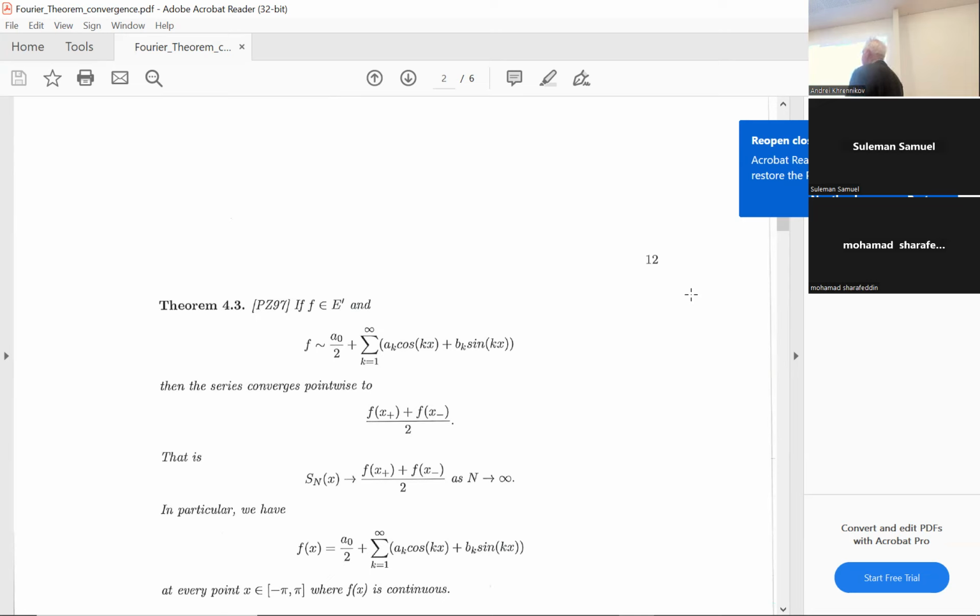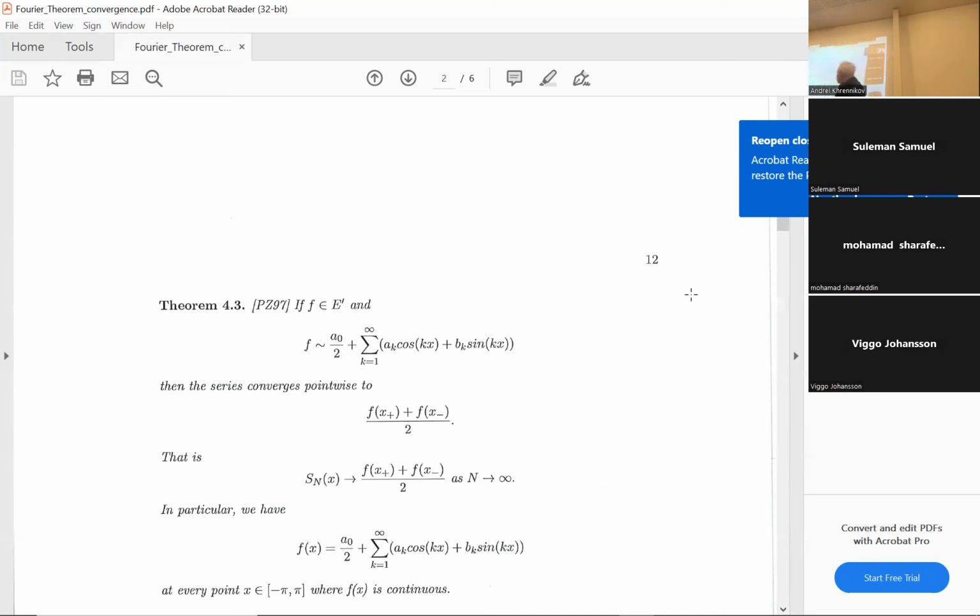And the formulation of this, I think, is the main theorem of the theory of Fourier series. For each function, we write the Fourier series. These are the coefficients given by integrals. And if our function belongs to E prime, then the series converges point-wise to the average: the limit from the right-hand side plus the limit from the left-hand side, divided by 2. This means that for any x in the segment, the partial sums until n large of this series converge to this number.